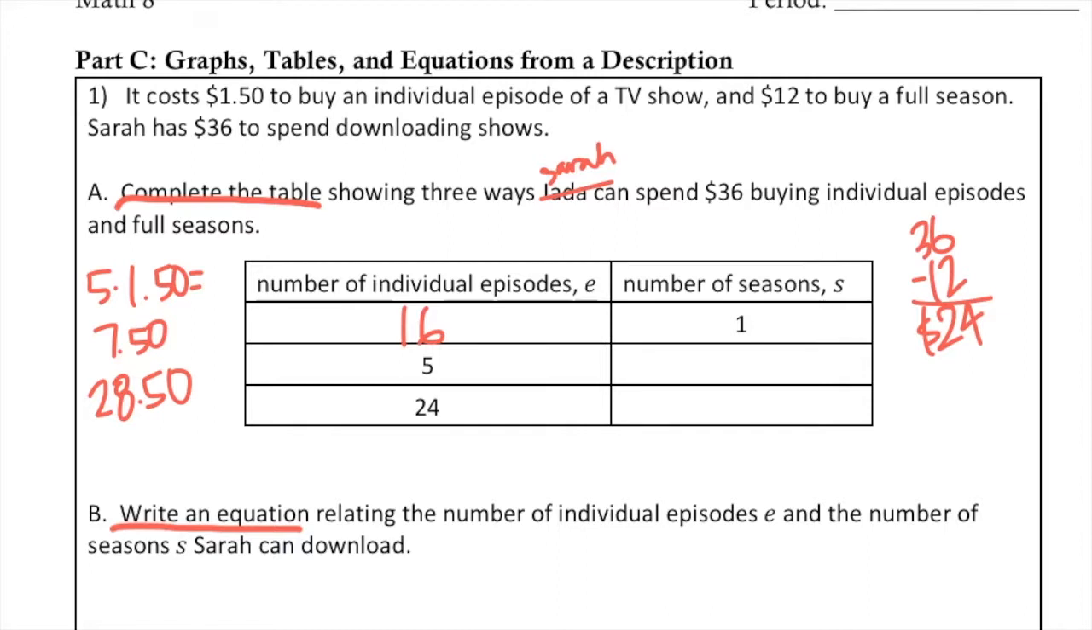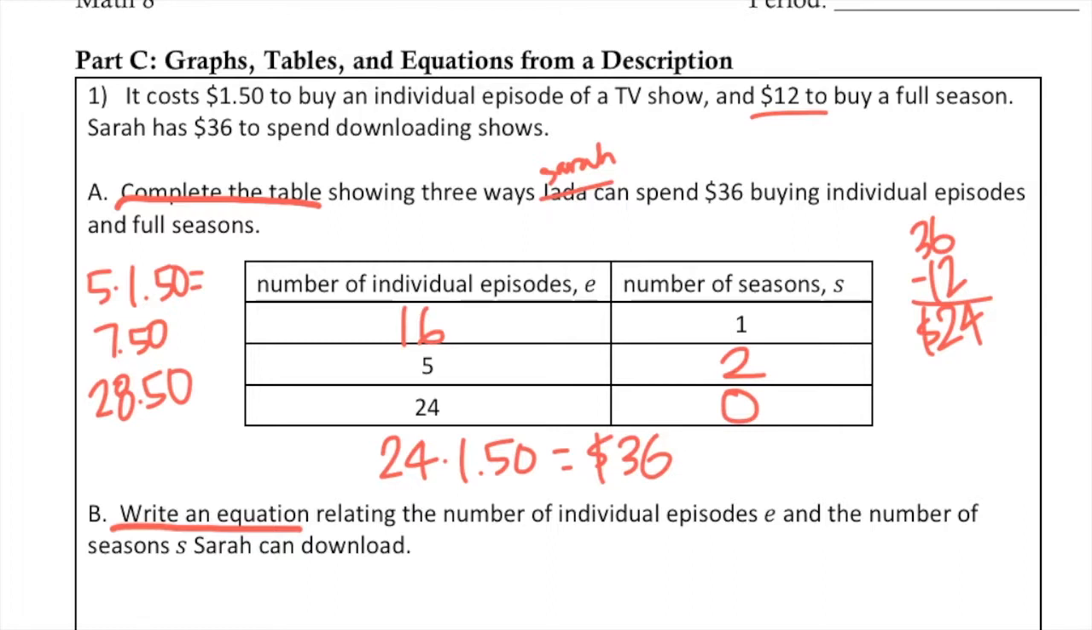Okay? So $28.50 divided by 12 is 2.375. So that means 2 seasons. Okay? And then if I buy 24 episodes, 24 times 1.50 is 36. So that's my full limit. I don't have any money left over to spend on full seasons. Okay? So that's how we fill in the table.